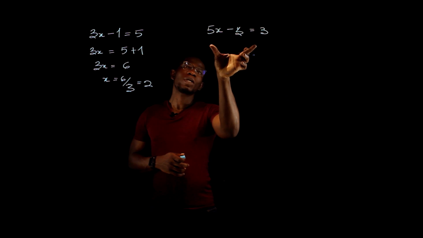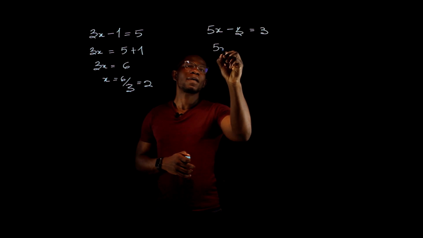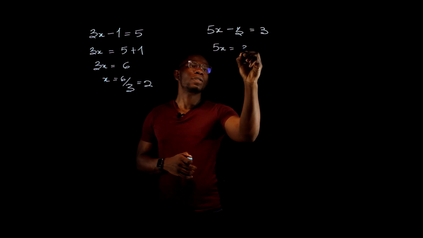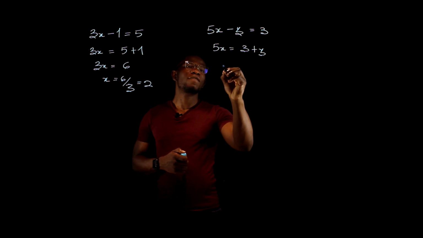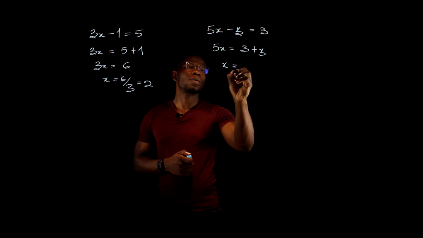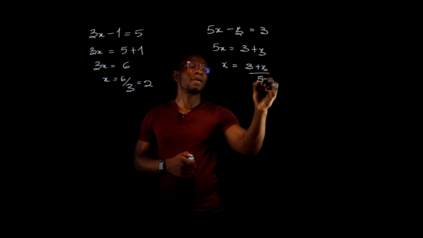Now what about if we have a situation where we have 5x minus y equals 3. Now in this case, what if we tried solving for x here? We would have that 5x is equal to 3. If we add y to both sides, we have 3 plus y. And if we divide through by 5, we have that x is equal to (3 plus y) divided by 5.